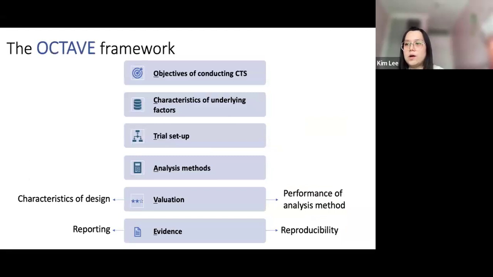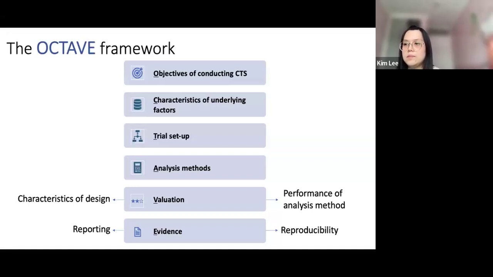So we propose a framework called OCTAVE for planning the elements of clinical trial simulation. O stands for objectives of conducting a clinical trial simulation. C stands for characteristics of underlying factors. T stands for trial setup. A stands for analysis methods. V stands for valuation, which includes evaluating the property of a trial design and the chosen analysis strategy. E stands for evidence, where we suggest doing so by reporting and ensuring reproducibility.